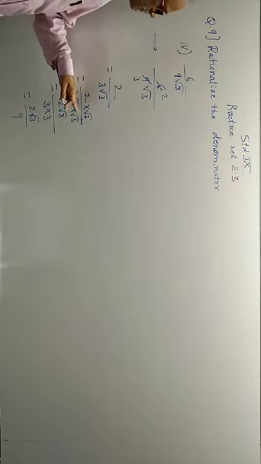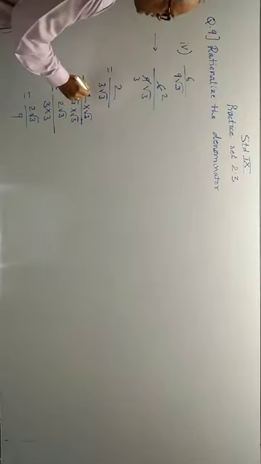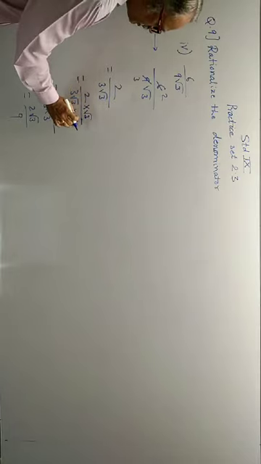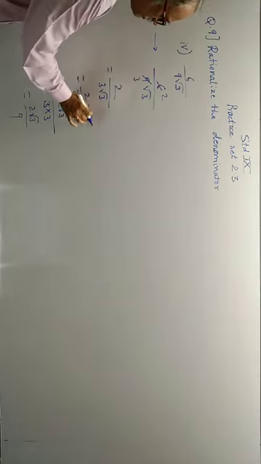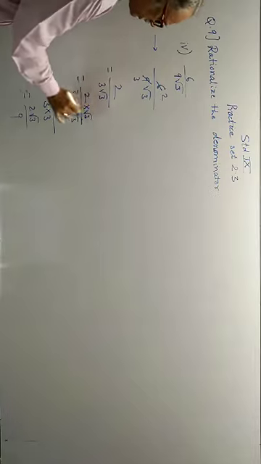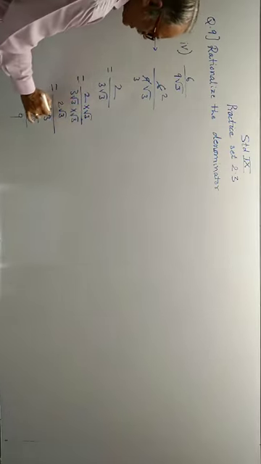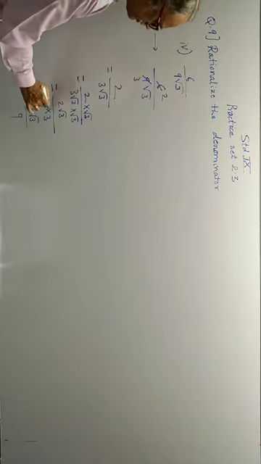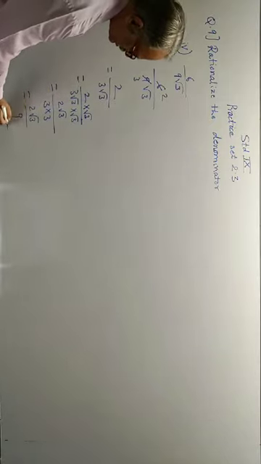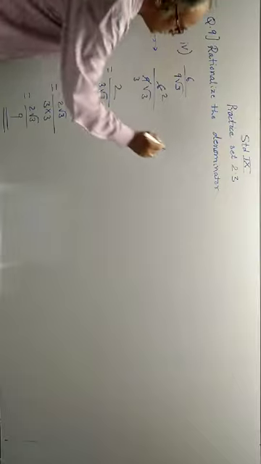So 3 root 3 has the multiple root 3 as a rationalizing factor. We cannot multiply only the denominator by root 3, so the numerator is also multiplied by the same. 2 into root 3 comes to 2 root 3, and in the denominator 3 as it is, and this root 3 is again one more 3. So 3 into 3 is 9. So this is the answer number 4.